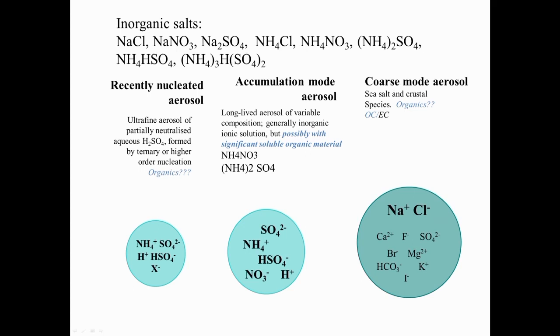And in the coarse mode aerosol, you can have lots and lots of things that are of primary origin. So sodium chloride, calcium salts from dust, bromide in the sea spray, magnesium salts, bicarbonates, etc. So these are the sorts of things that can give rise to the electrolytes and salts across the different sizes of particle.